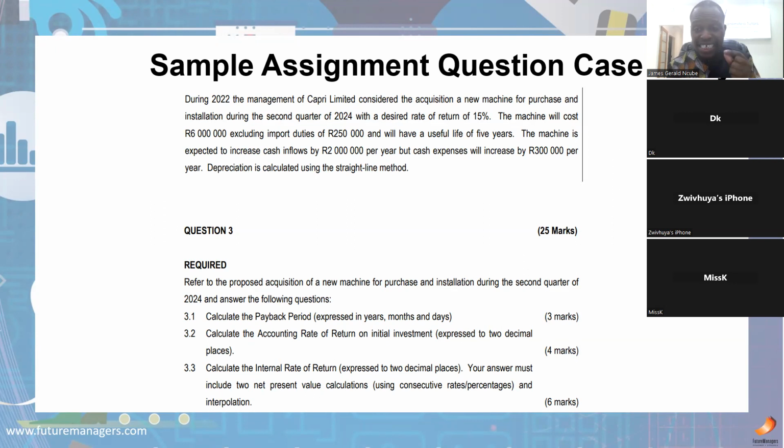Question number 1 is asking you to have a look at the payback period. I've already told you what the payback period is. Question number 2 is saying calculate the accounting rate of return. I've told you what the accounting rate of return is. Question number 3 is asking you to look at the internal rate of return. I will explain what the internal rate of return is. But for you to be able to answer these questions, you need to go back to the case study, to the information provided.